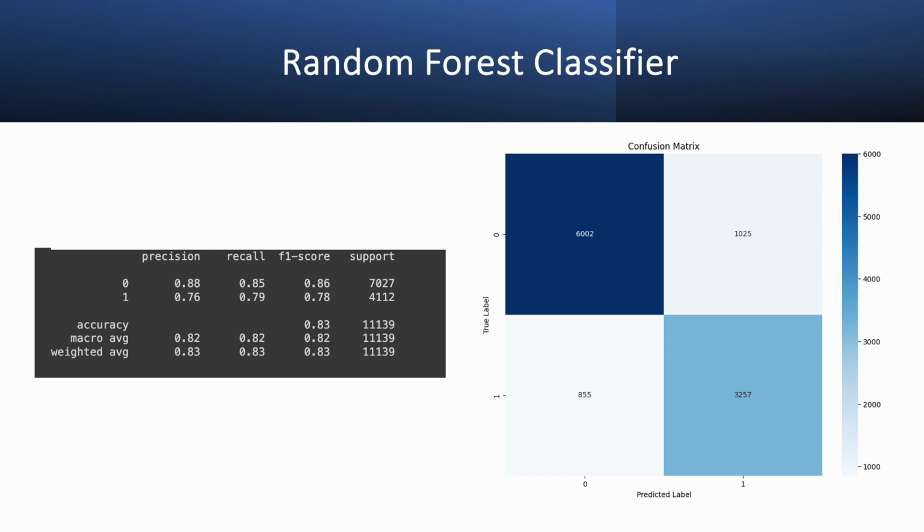It's like a scoreboard. For the non-smokers, it got 6002 right, but it missed 1025 and thought they smoked when they didn't. For actual smokers, it correctly identified 3257, but it didn't spot 855 of them. This helps us see where we are doing well and where we can improve. So overall, our program is on the right track.